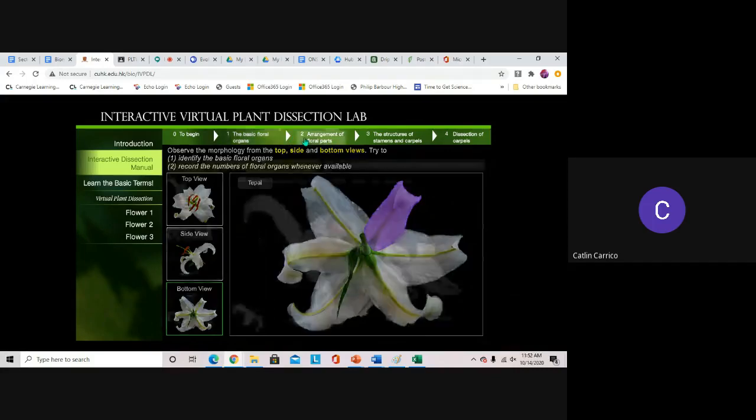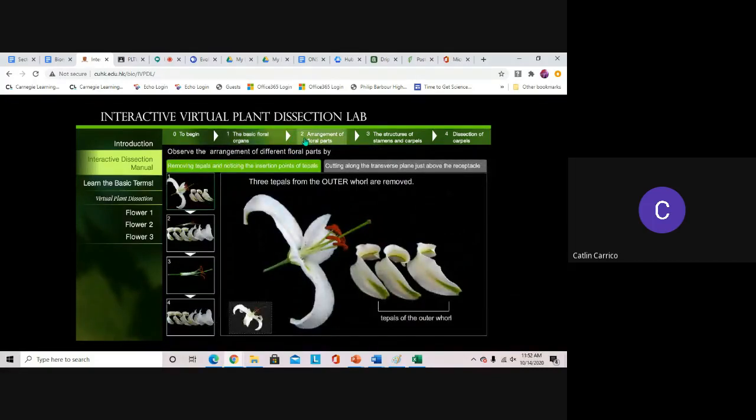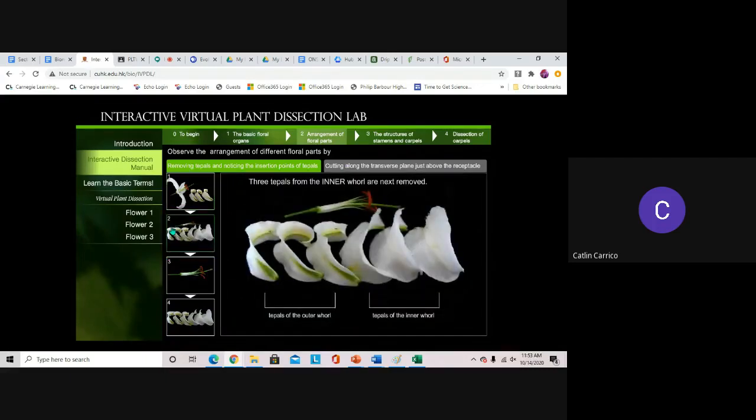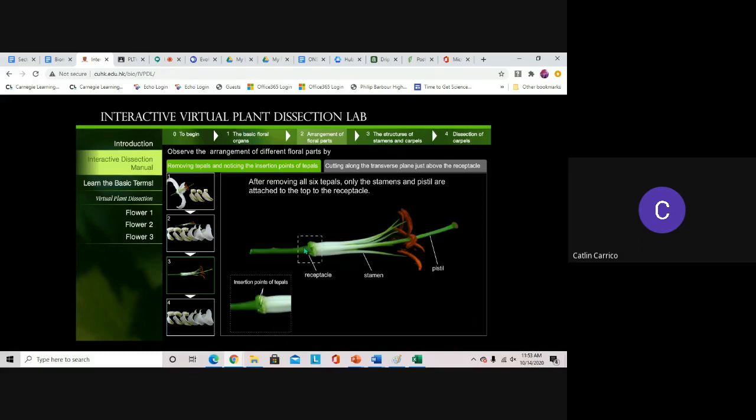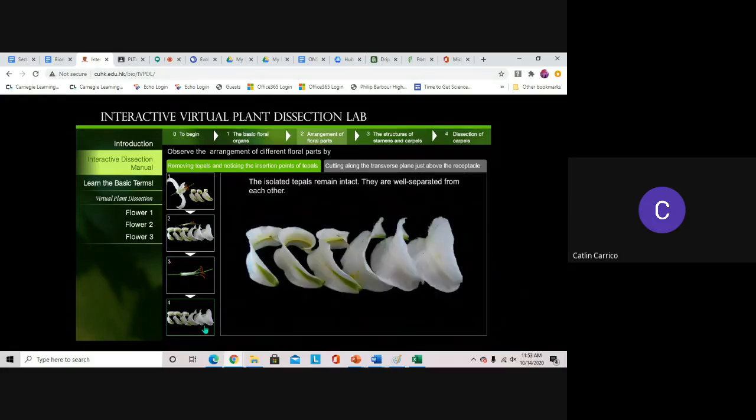So if we look at the arrangement of the floral parts, the tepals are on the outer whorl. If we took apart this lily, they'd be the first three. And then we have, in the inner whorl, our next removed. And then we just have the male and female parts. This receptacle of the female part is down here, of the pistil. Your stamens are here. And then there's your petals.